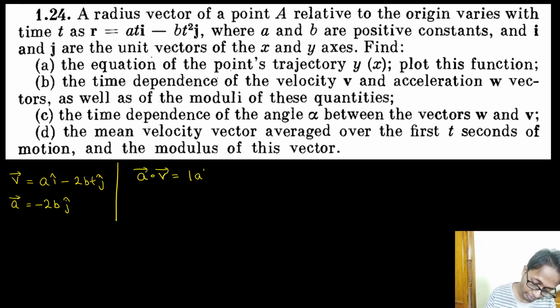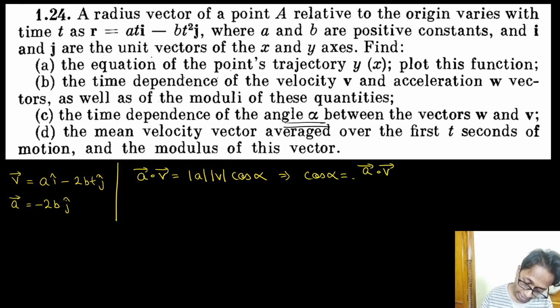A dot V is nothing but magnitude of A into magnitude of V into cos of theta, where theta is the angle between V and A. Out here, instead of giving theta, they have given the value of alpha. So instead of theta, we'll write alpha. Cos alpha can be given as A dot V divided by magnitude of A into magnitude of V. So what is A dot V?